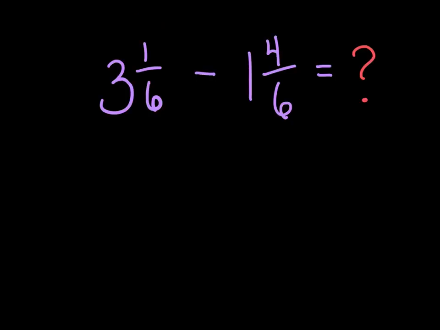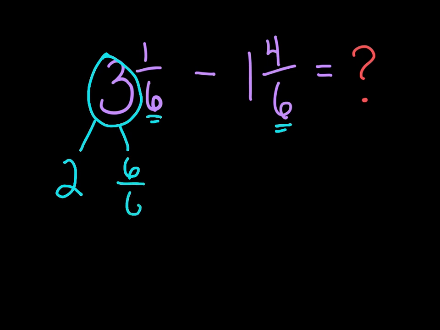Okay, 3 1/6 take away 1 4/6. Cannot subtract 4 from the 1, so we have to pull out that whole. Take that 3, pull out one whole, which leaves us with 2. Because our denominator is 6, our whole is going to represent 6/6. 2 and 6/6 is equal to 3. Don't forget to add on your extra fraction. So it becomes 2 7/6.